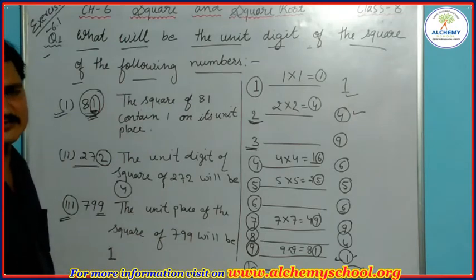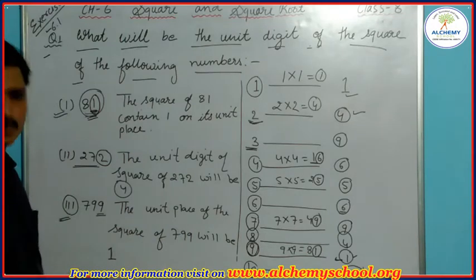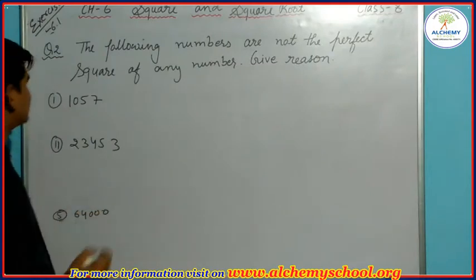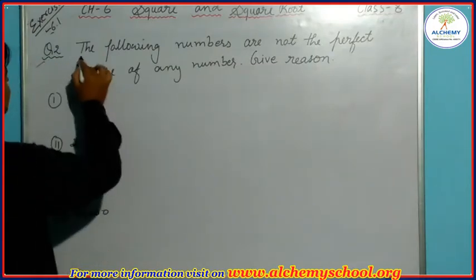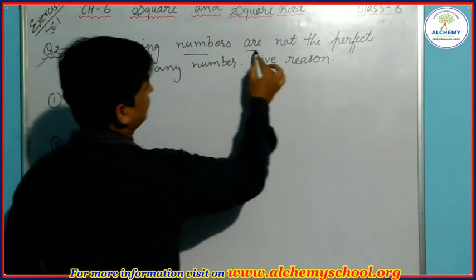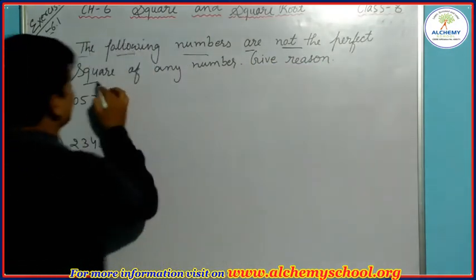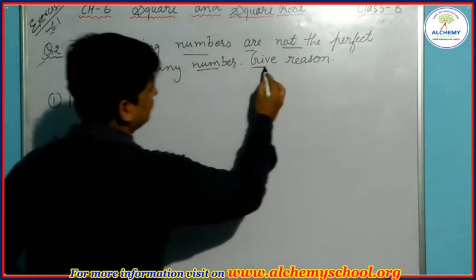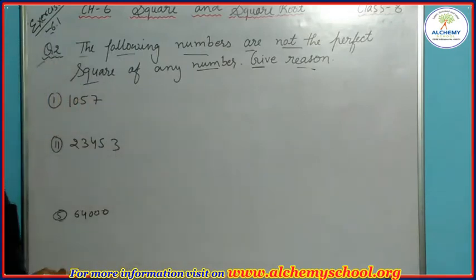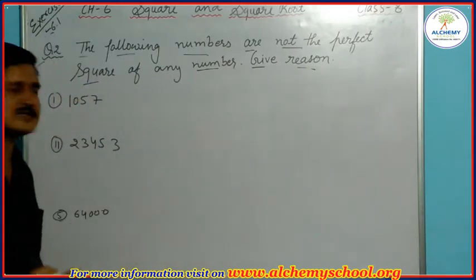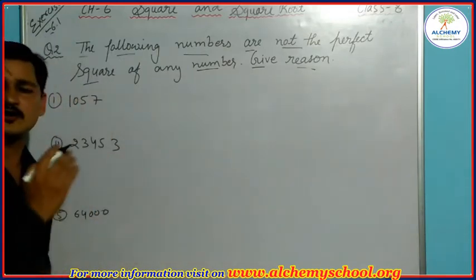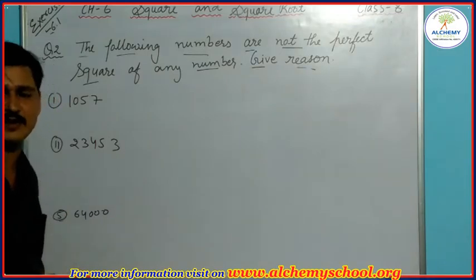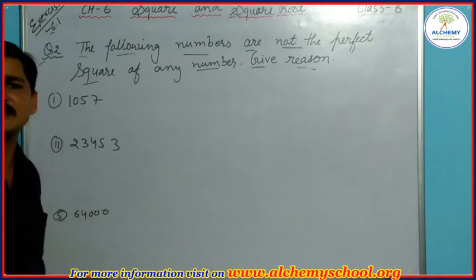Let's see the next question, that is question number 2. In question number 2, the following numbers are not the perfect square of any number. Give reason. Some numbers are given here and these given numbers are not the perfect square of any number. But why they are not perfect squares, we have to give the reason.